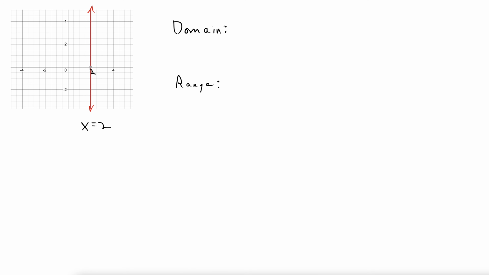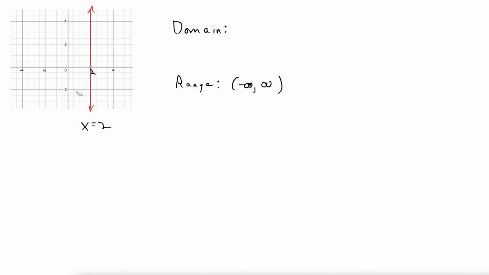Okay, well, let's start with the range. The range is squeezing this function down onto the y-axis, because remember, the range goes with the y's. So you can see if we were to do that, the entire y-axis would be covered. So the range then is negative infinity to infinity, representing the y-axis there.